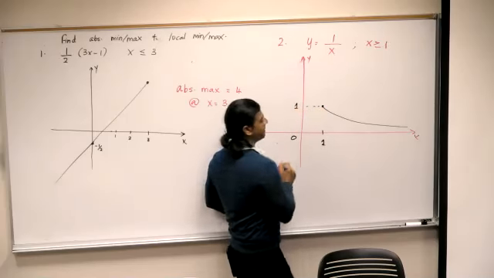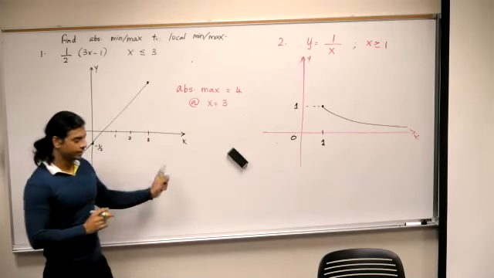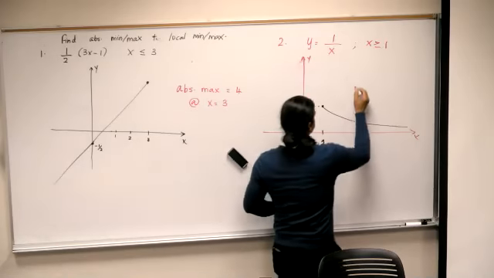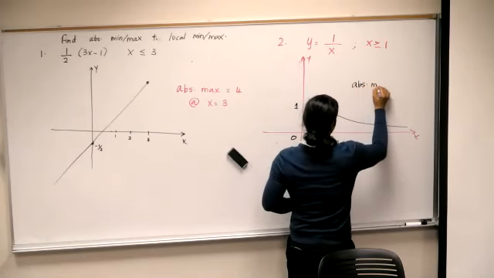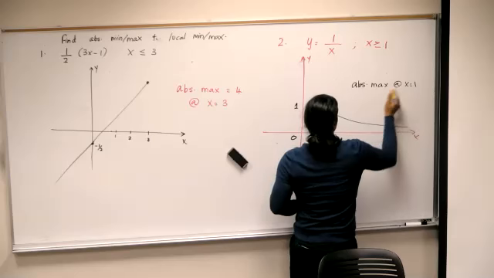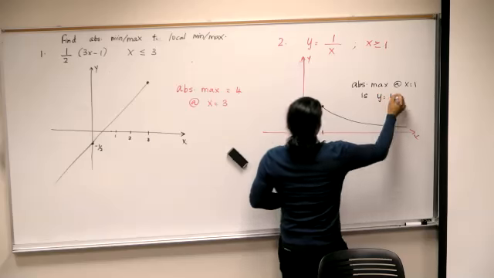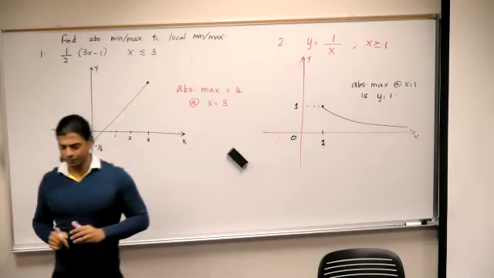So do we have an absolute maximum? Yes. The absolute maximum is at 1. Literally both x equals 1 and y equals 1. Does it have an absolute minimum?